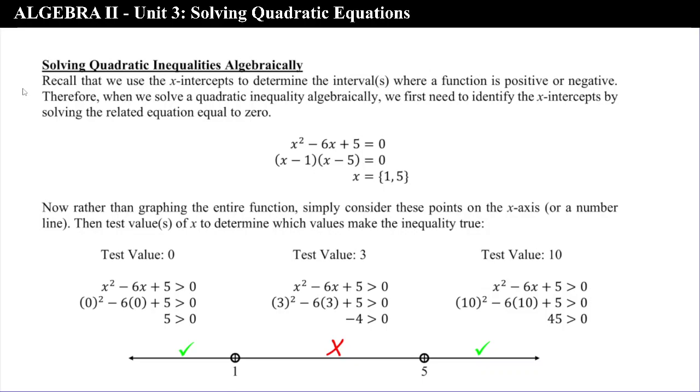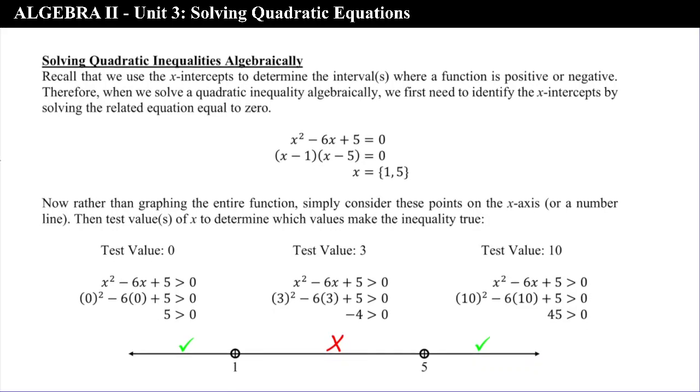So if we want to find our x-intercepts algebraically, we can take our inequality and use the related equation. Basically we take our inequality and replace it with an equal sign, and then we solve normally to find out what our x-intercepts are, or our roots, or our zeros, or our solutions. Remember, those are all the same words for our x-intercepts. When we do that math, we're able to factor it and we get x equals 1 and 5. Now, rather than graphing the entire function, let's simply consider these points on the x-axis or a number line. So I plotted these points on a number line here.